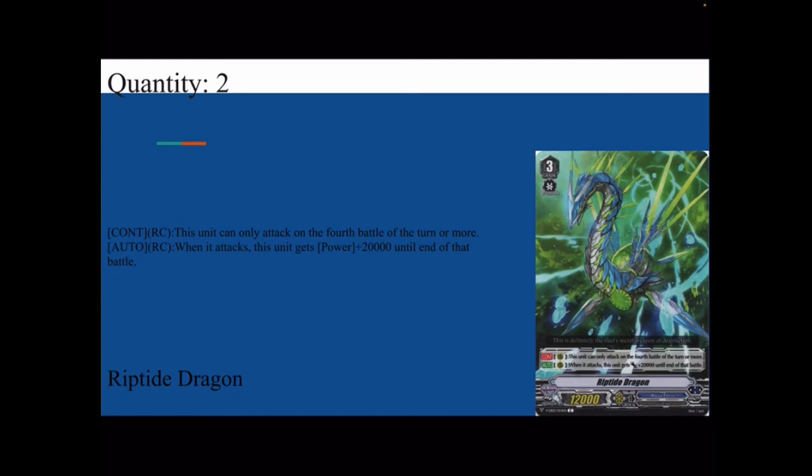Two copies of Riptide Dragon. 12k base, continuous rearguard circle. This unit can only attack during the fourth battle of the turn or more. So, you know, the first three can't do crap, but unless they kill it beforehand, that's not really your problem. And then auto rearguard circle.